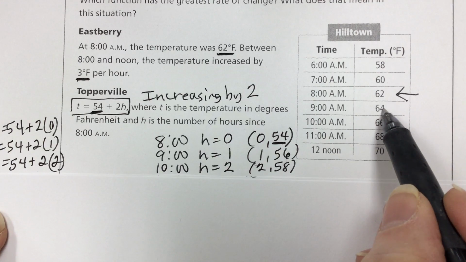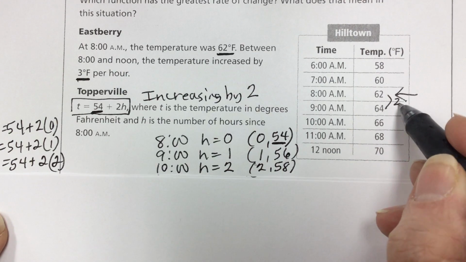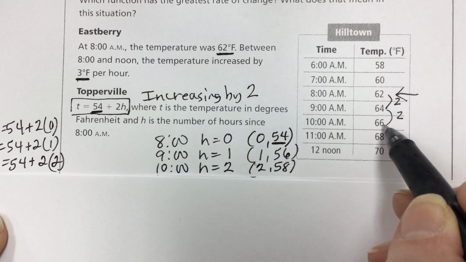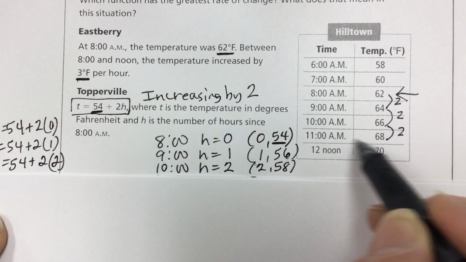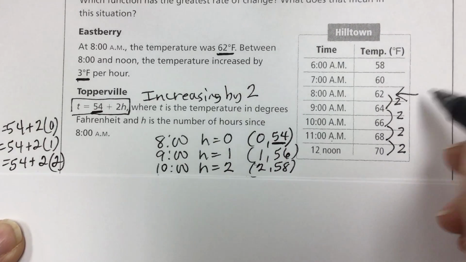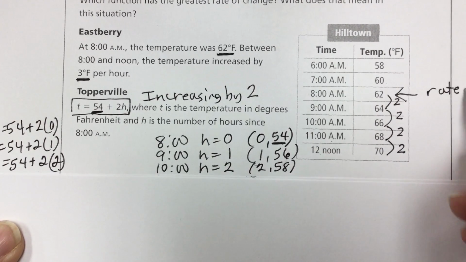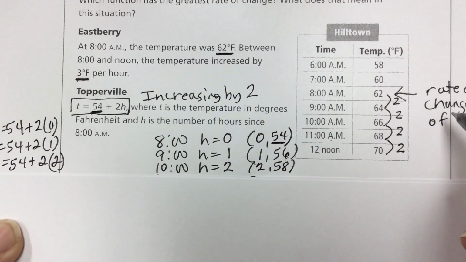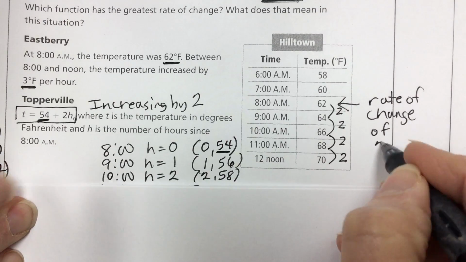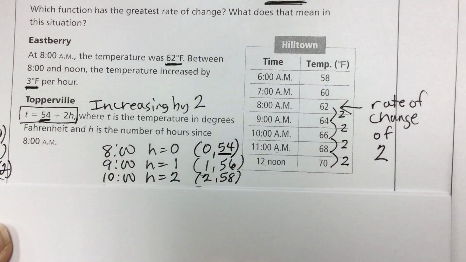At 9 o'clock, 64. You see we had an increase of 2. From 9 to 10, we had another increase of 2 to 66, increase of 2 to 68 at 11, and on to 12 o'clock noon, increase of 2. So this one has a rate of change of 2. So your rate of change would be 2. Okay?